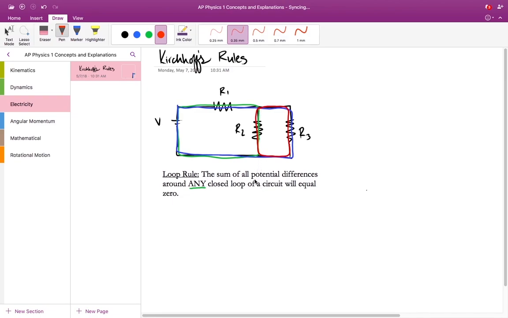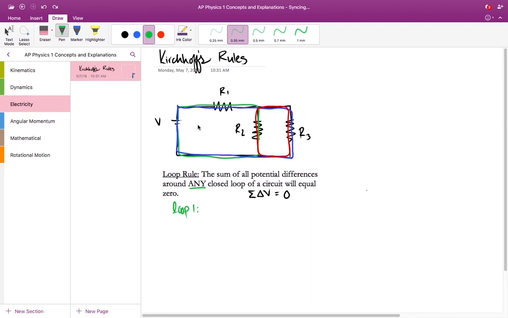Draw a third loop here. So here are the three loops that I want to analyze really quickly. Okay, so first let's talk about loop 1. And in order to talk about this, let's write our loop rule in sort of math language. So what it says is the sum of all potential differences around a closed loop of a circuit will equal 0. So in loop 1, the potential differences will be here, here, and here.